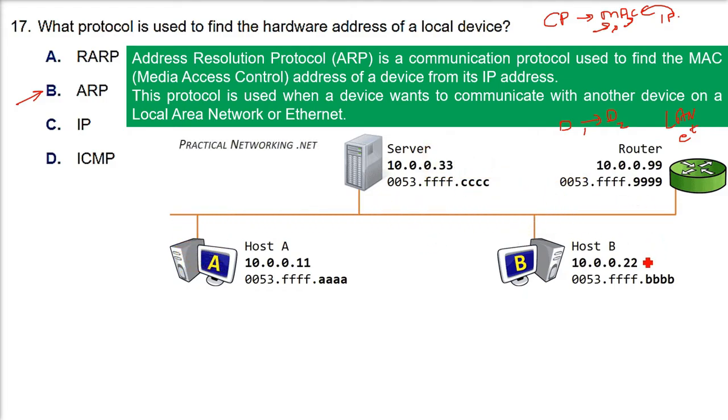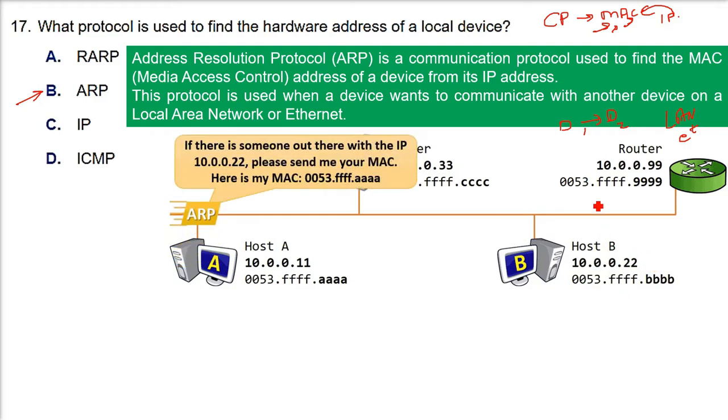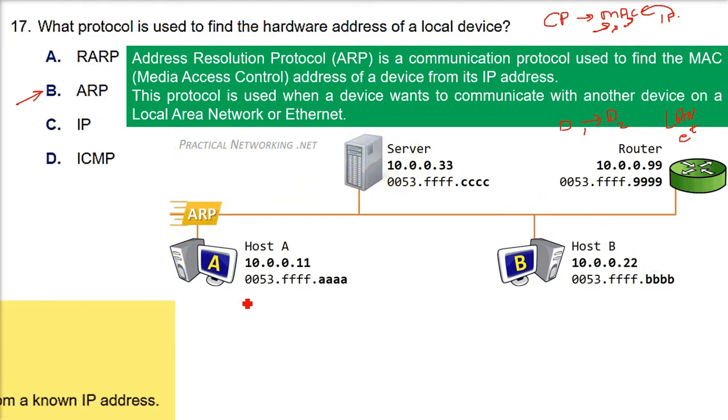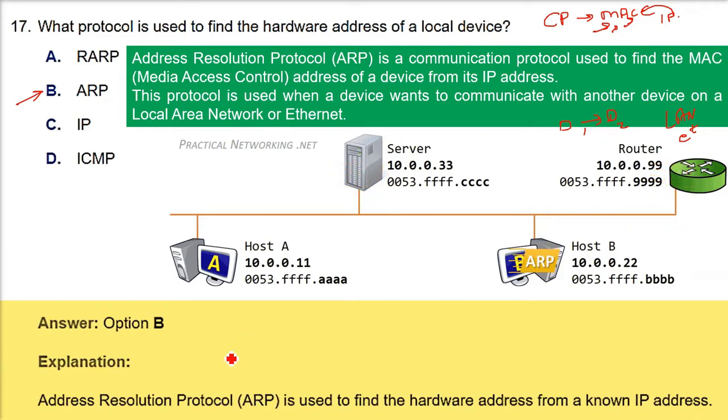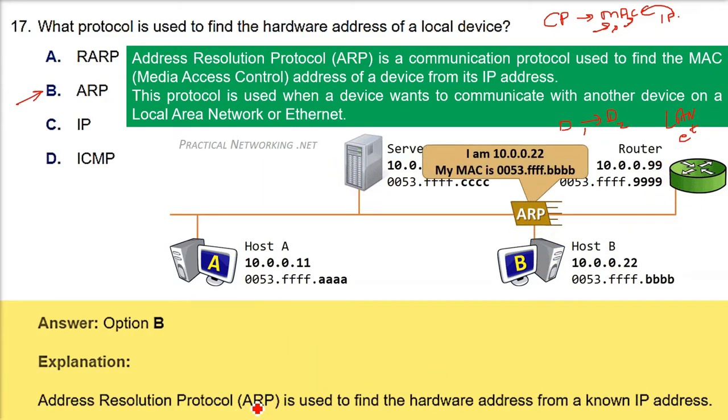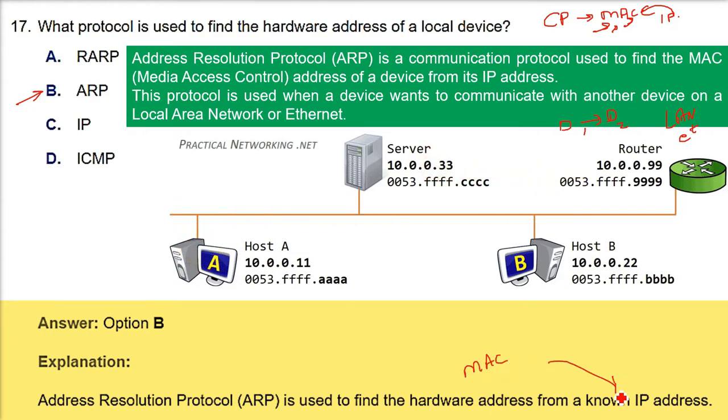This MAC is the unique hardware address. IP can be assigned, like with DHCP. So Address Resolution Protocol is used to find the hardware address from a known IP address.